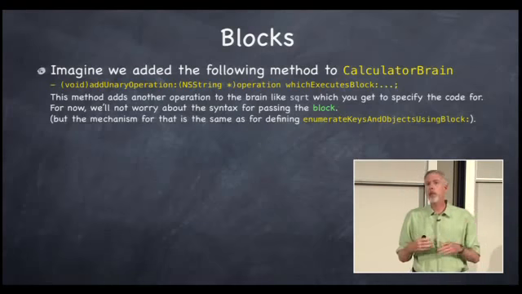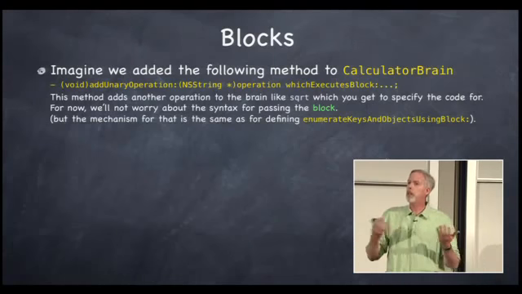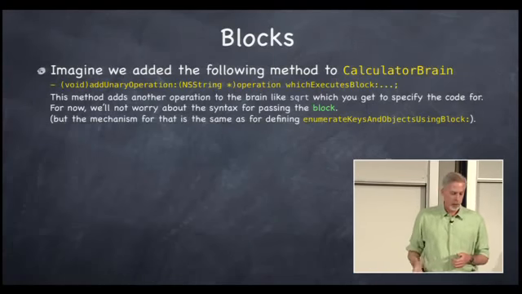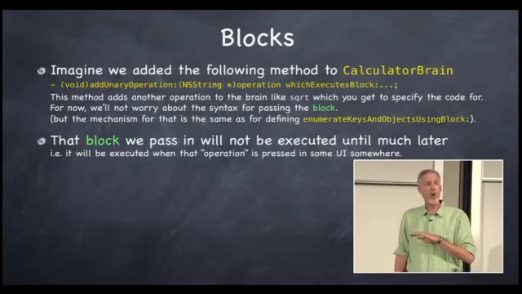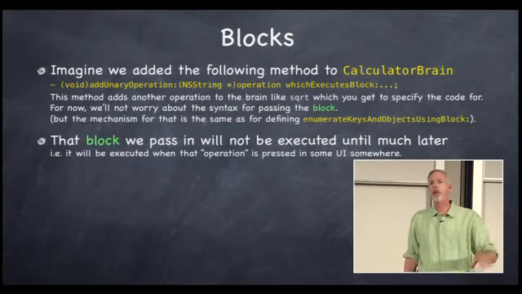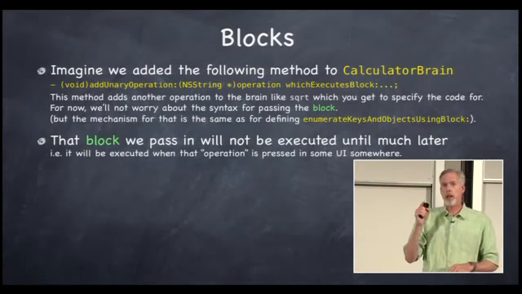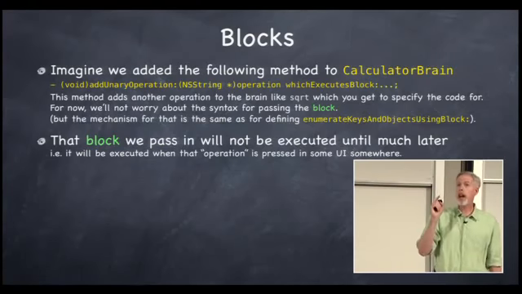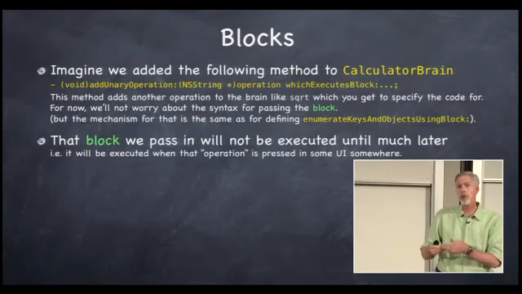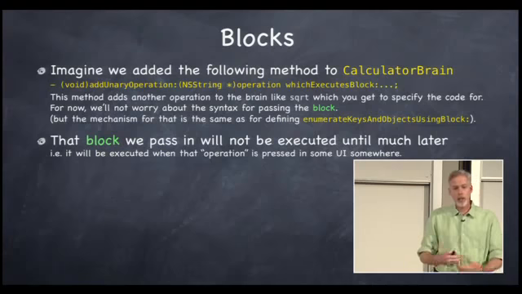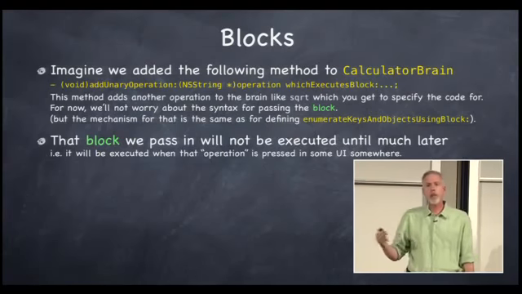For now, just suspend your disbelief and imagine that we can write this method that takes a string and a block of code and just associates them. Notice that in this case, the block we pass won't be executed until much later, sometime undetermined in the future, when someone presses a button in the UI or something that executes that operation. We are not going to talk about how you would build a UI, but you can imagine building a UI and you set the button title to be that operation. Now you have a button that can execute this operation. But this block is going to be executed at some other time.